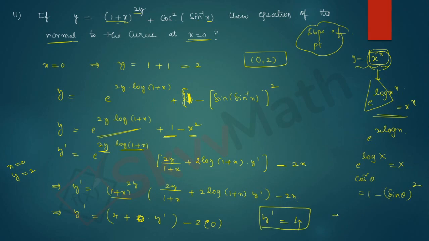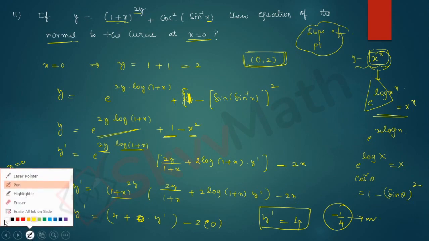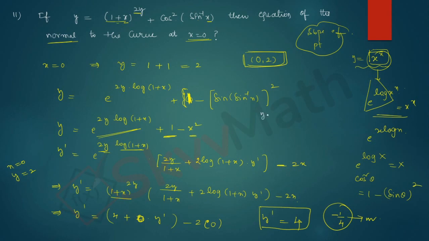Then what is the slope of the normal? Slope of the normal is minus 1 by 4. So this is slope of the normal, minus 1 by 4, and we know the point is 0 comma 2, so you can find using the slope point form. So y minus y1 is equals to m into x minus x1. So if you simplify this, you get x plus 4y minus 8 equals to 0.